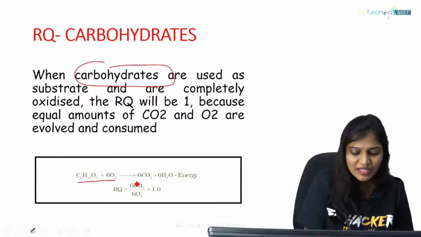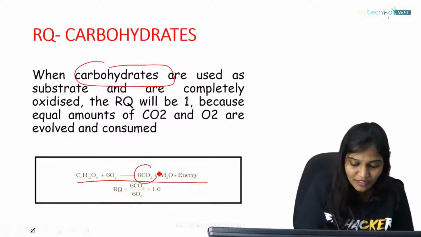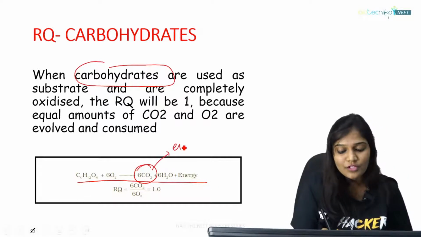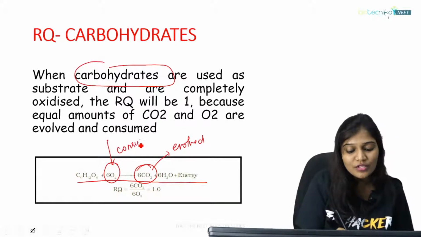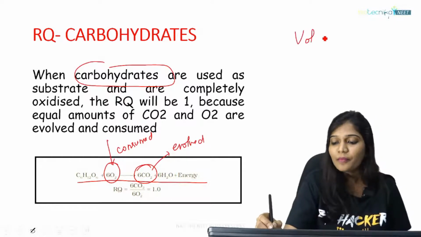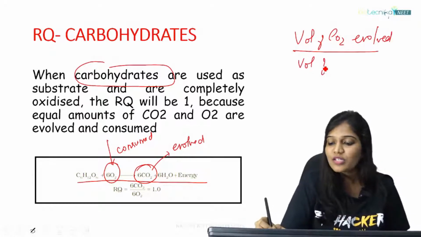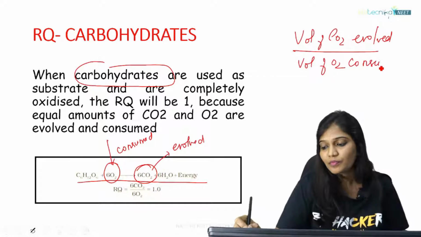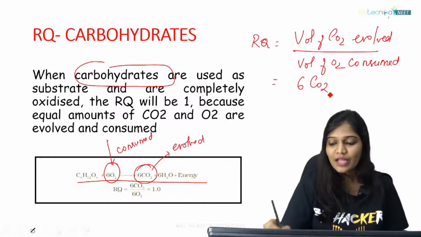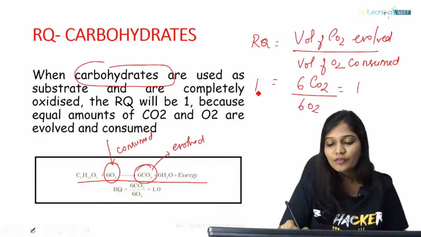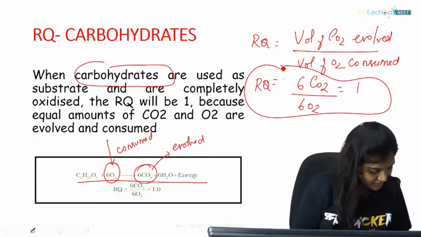We already know this equation, which we have done when we were doing aerobic respiration. So see how many molecules of carbon dioxide are evolved divided by how many molecules of oxygen are consumed. Very simple. So the volume of carbon dioxide evolved by the volume of oxygen consumed is the RQ value. So 6 carbon dioxide and 6 oxygen. So for any carbohydrate, the RQ value is going to be only 1. Okay, yes. Very good, Roshni.